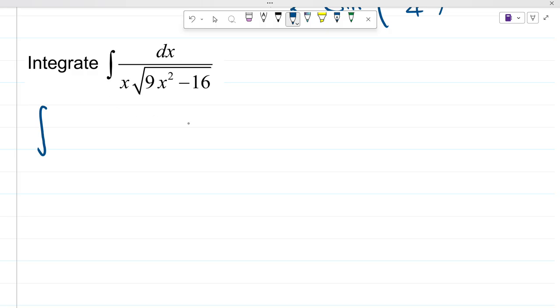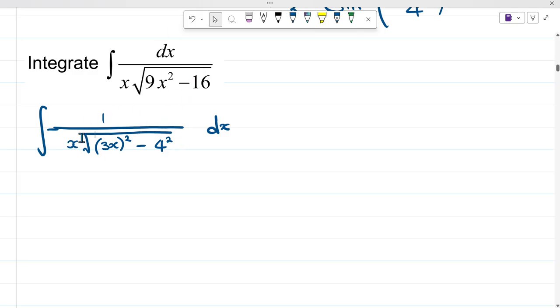So this is going to be, okay, we have our dx here, and on our numerator we have 1. On our denominator, we have this x, multiplied by the square root of 9x squared, which is the same as 3x squared, minus 4 squared. So this is what we're given. I just tried to rewrite it nicely.